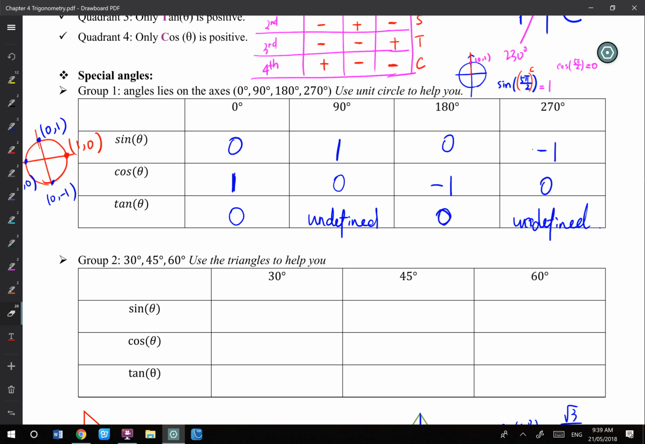For example, I need sine 180 degrees. First of all, I see where 180 is. I know it's on the negative side of the x-axis, and I have the intersection of -1 and 0. So the y value represents the sine value. So sine 180 will be 0, cosine 180 will be -1. That's how we find the values for the first group of special angles.